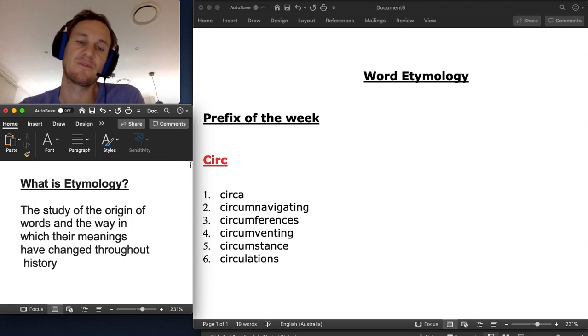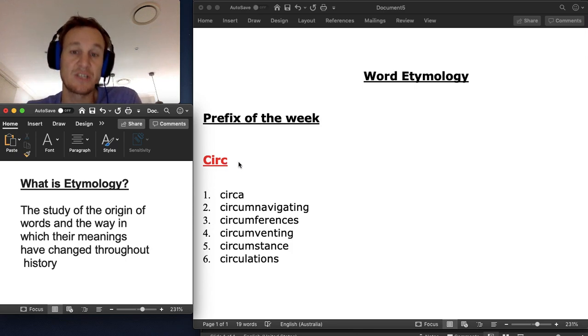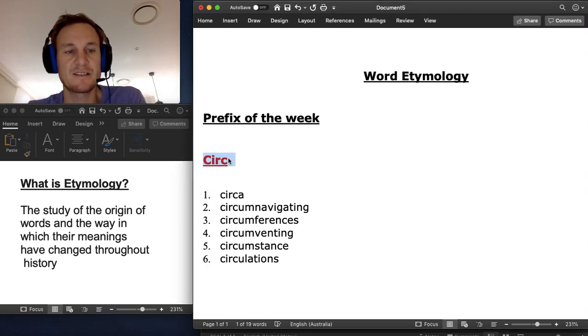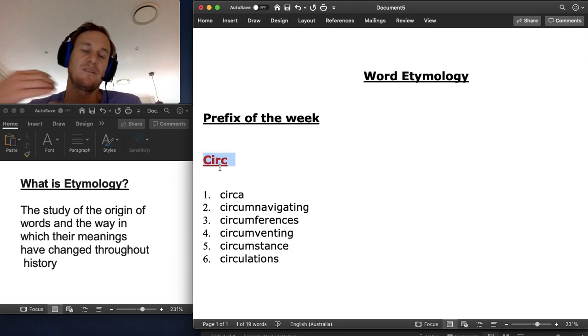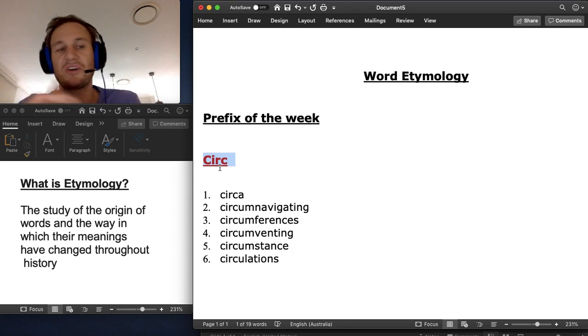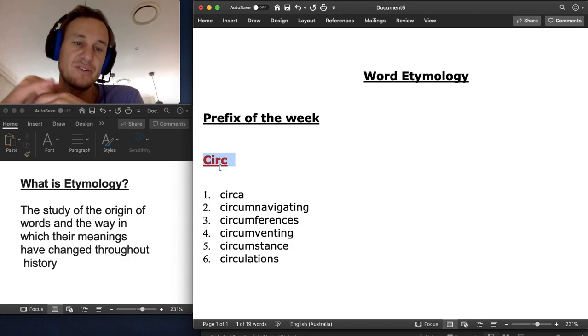When I was going through some of the reading for this week, I saw the word circumnavigate, and it made me think that a good choice for our prefix of the week would be circ. C-I-R-C. Now the first thing that comes to my mind is circle. Circular, circle, semicircle, all those sorts of things.